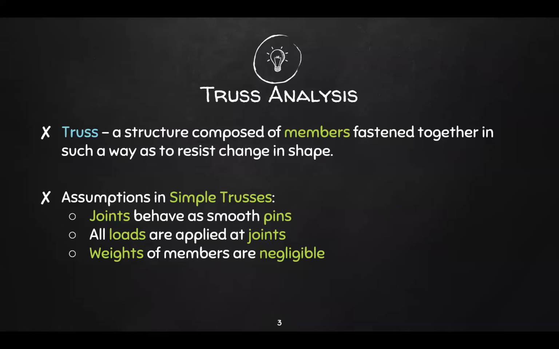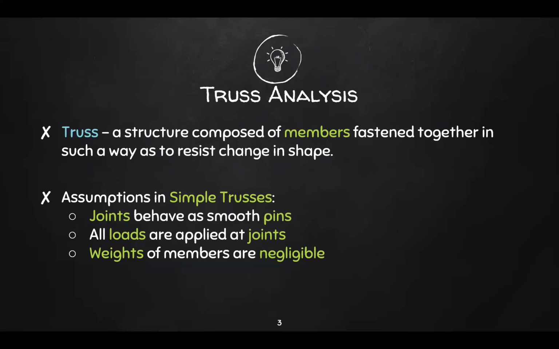Next, we have all loads are applied at joints. So trusses are constructed so that all applied loads act at the ends of the members, hence the joints. And then finally, weights of members are negligible. They're negligible because otherwise they will create transverse loads, and transverse loads create bending stress and other types of stress, which is not analyzed in simple trusses. In that case, we have what we call a frame instead of a simple truss. That's why in truss analysis, weights are negligible.